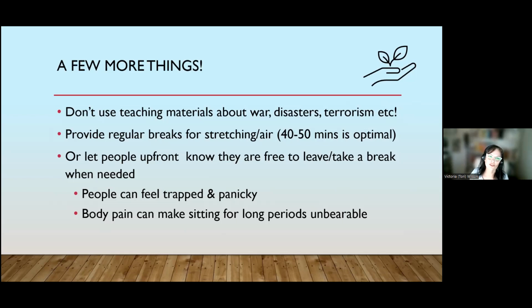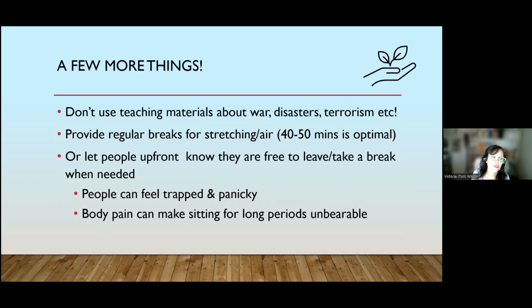I always tell my students, look, if you want to get up and stretch in the middle of the class, please go for it, and they'll find me stretching in the class as well. Trauma, as I said, leads to a lot of aches and pains and somatizing of symptoms. Let your students know up front that they're free to leave, take a break when needed, get some air. It can get very, very overwhelming, and often students don't know that they are allowed to do that, or they think they can't do that, and it can be even scary to ask.